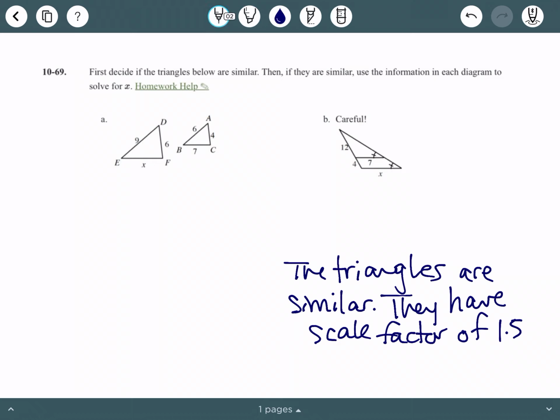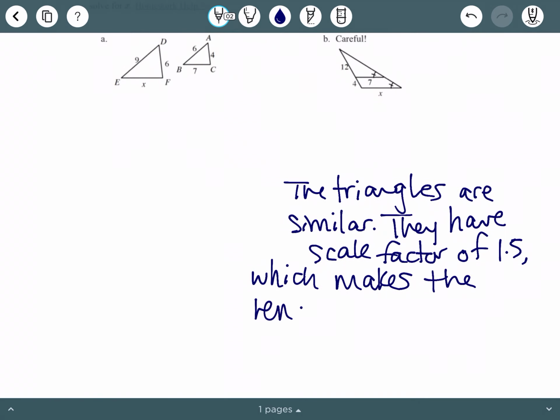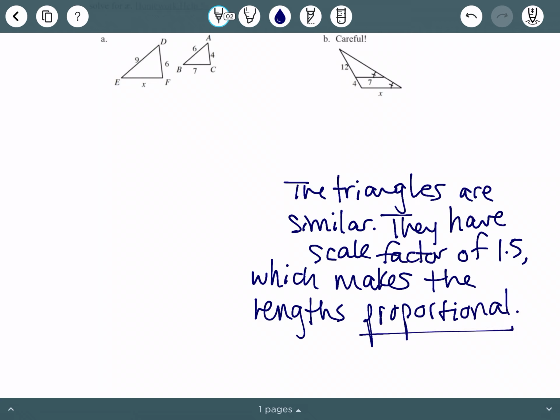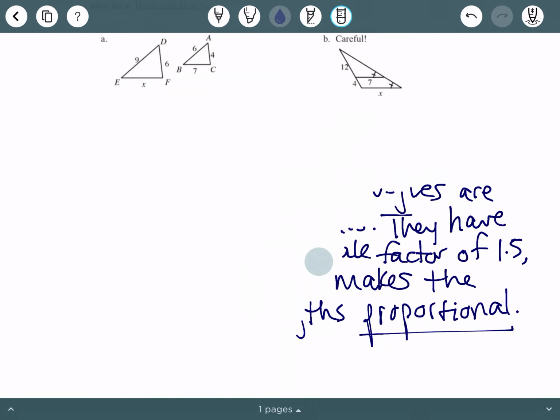Actually, one more thing we should add to our explanation for A. They have a scale factor of 1.5, which makes the lengths proportional. So we definitely want to make sure we have that proportional word in, because that's a huge part of making sure that something is similar. Okay, and then once you have that down, let's go ahead and go on to B.